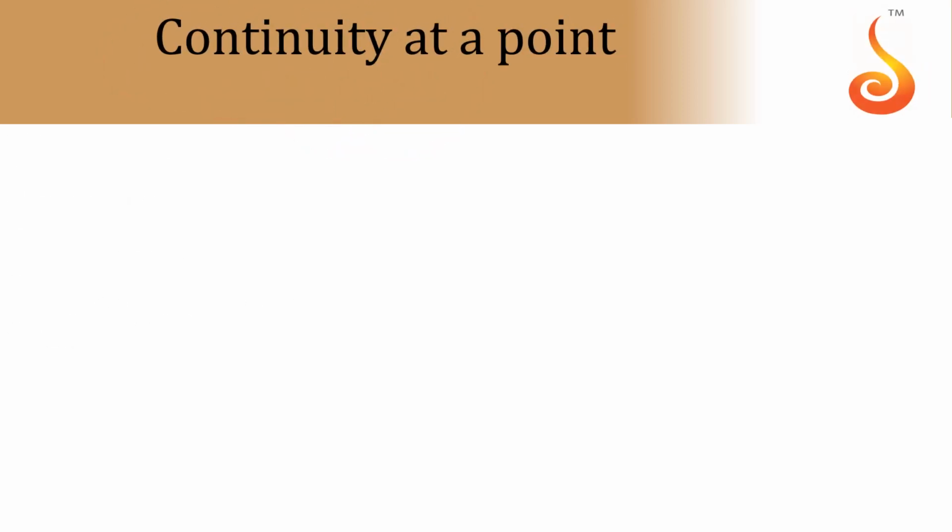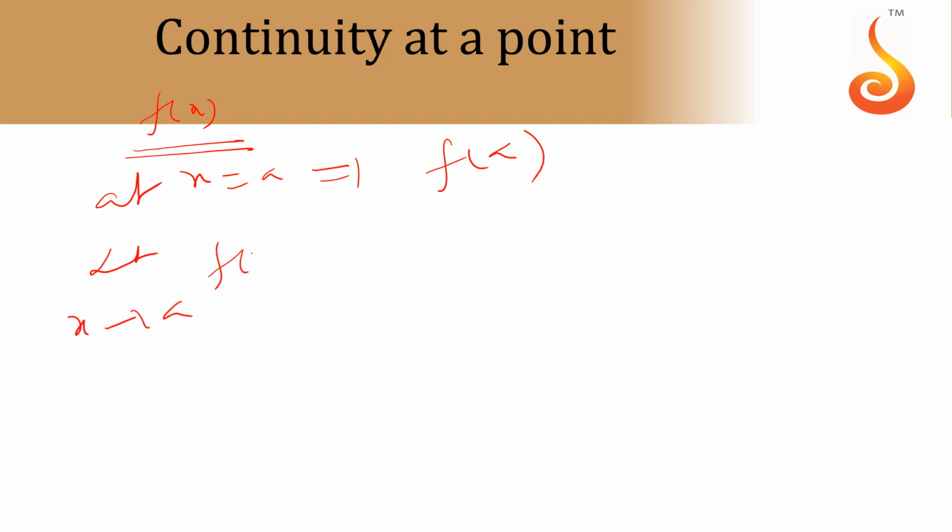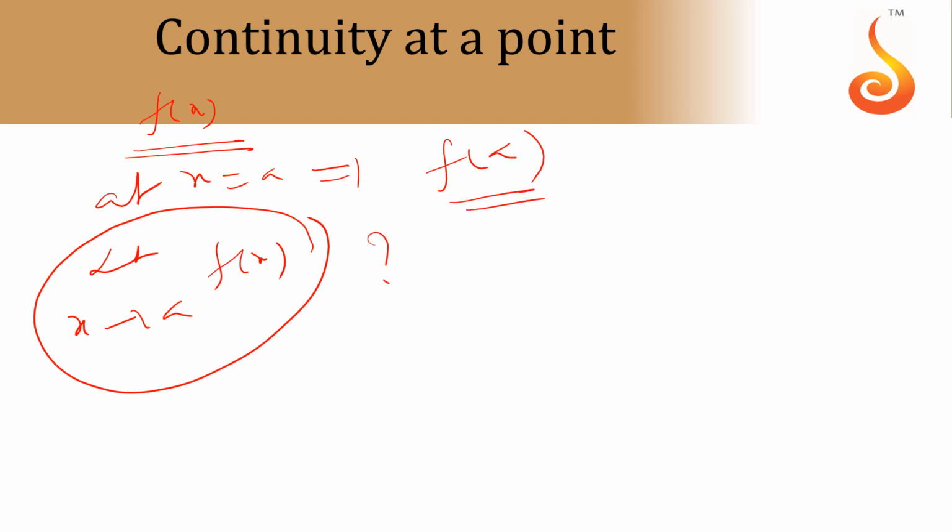Continuity at a point. Suppose f of x is a function; at x equal to a, you will have f of a as the image. But what does the limit of f of x approach as x approaches a? That is the question. You know left hand limit and right hand limit: when x is approaching a, where the function is approaching is one question, and at a, what is the functional value is the second question.